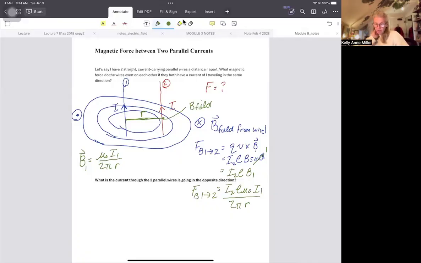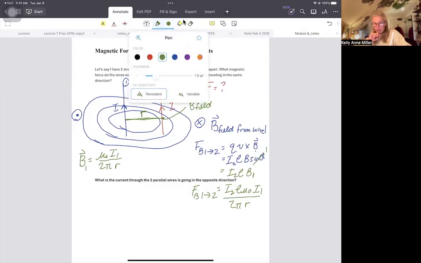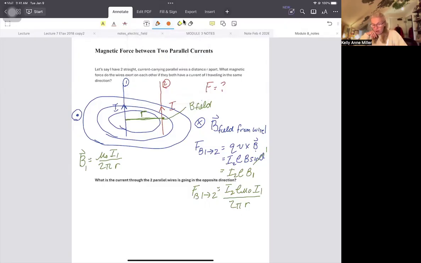Okay, so it's important to note that the force that one wire imposes on the other wire is equal and opposite to the force that the other wire imposes on it. The force of 1 on 2 is equal and opposite to the force of 2 on 1. Okay, so let me just write that. That's important to know. That's basically Newton's third law. The force of 1 on 2 is equal to the negative of the force of 2 on 1.